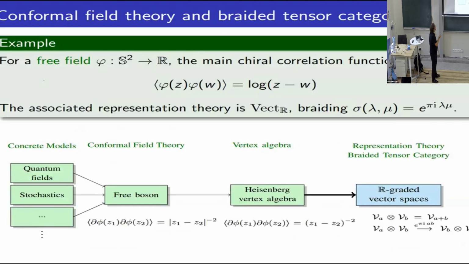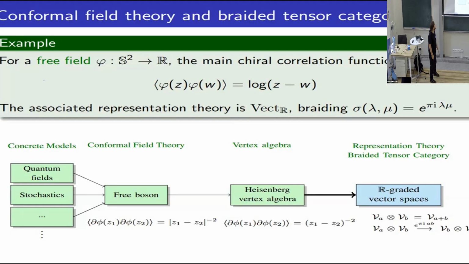So that's the statement I wanted to make, and sorry for the detour if this was confusing. So for a free field, which means a random function of maybe the sphere or R2 to R, the main interesting correlation function is this. It's a correlator, log Z minus W, a multi-valued function, and the associated representation theory is R-graded vector spaces, R being the label of the exponential, and the braiding is e to the pi i lambda mu.